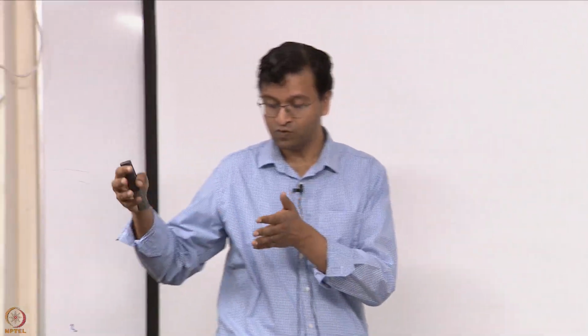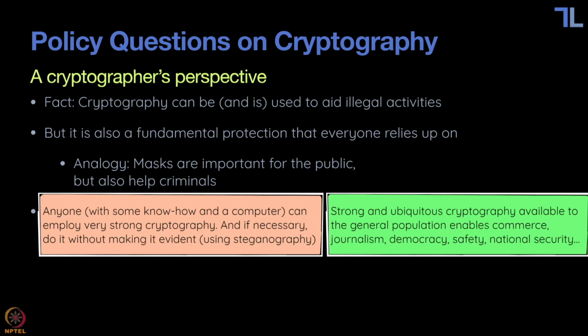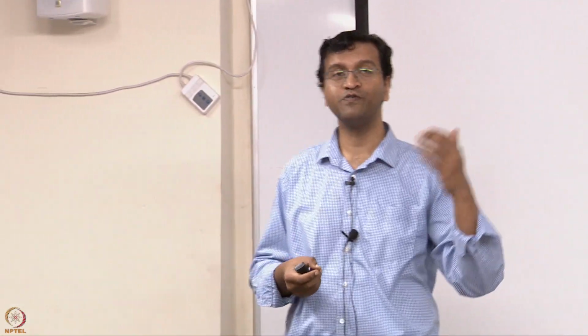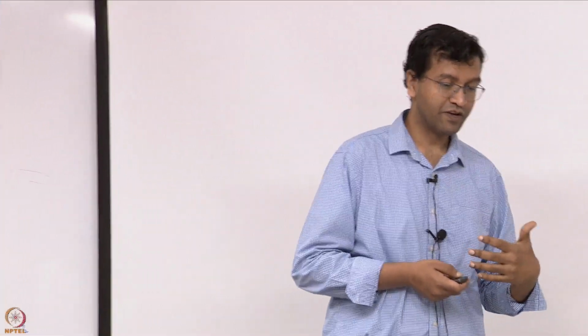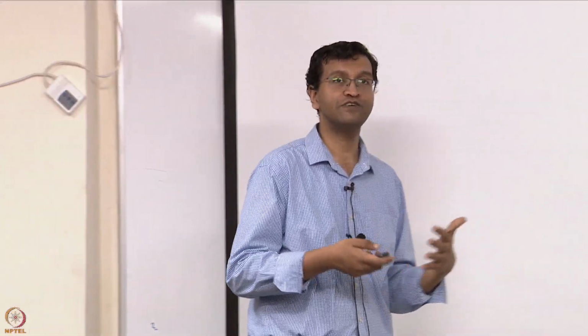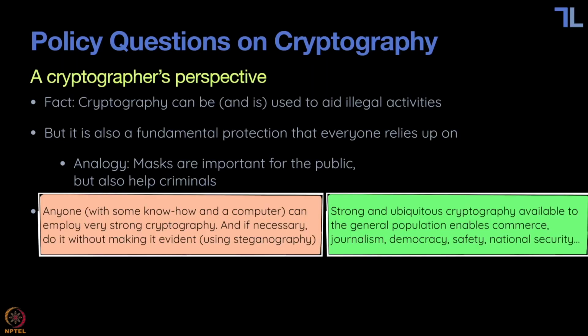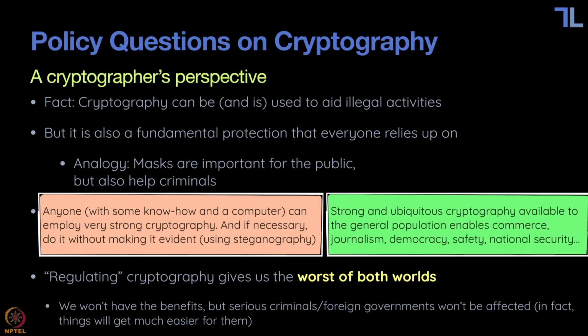So the general population will not be able to use this cryptography if you have these regulations saying you shouldn't use strong cryptography. Cryptography is what we have come to rely on for a lot of things. Commerce, journalism, democracy, safety at various levels, national security, right? So even if you're worried about foreign states launching an attack on you, if your citizens are not using good cryptography, they can attack your citizens. So regulating cryptography in some sense gives us the worst of both worlds.